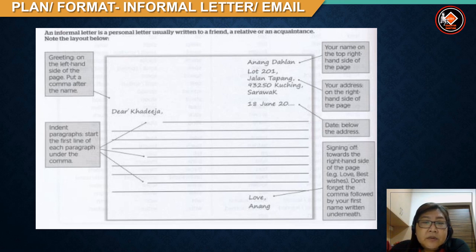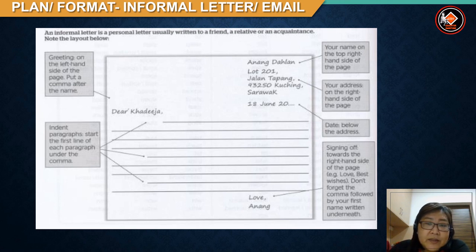This is an example of an informal letter. So an informal letter is a personal letter usually written to a friend, a relative, or an acquaintance. Note the layout below. So here, first of all, you have the name, your name on the top right hand side of the page. Example, you have Anang Dahlan. And then you have your address, lot 201, Jalan Tapang 93250, Kuching, Sarawak. Then you have the date below the address, 18 June, for example, 2020.